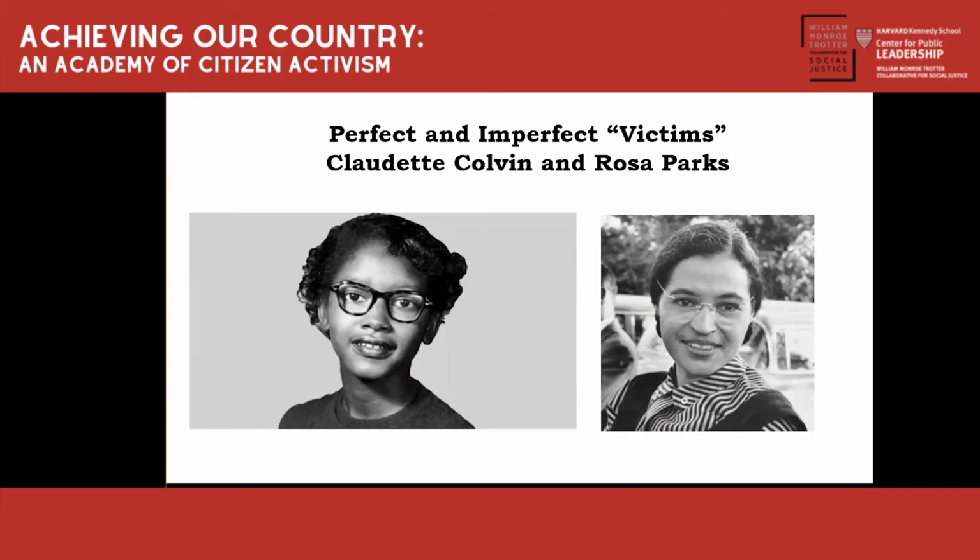So here we have two women, a teenage girl and a middle-aged woman, obviously Claudette Colvin on the left, Rosa Parks on the right. And so when we think about how do we put a face on a movement, a face on reform, a face on transformation, we often see this notion of perfect and imperfect victims, right? So in other words, young Black men are often portrayed, stereotyped as people to be afraid of. Therefore, they're not deemed to be acceptable as the poster children, if you will, of reform and transformation.